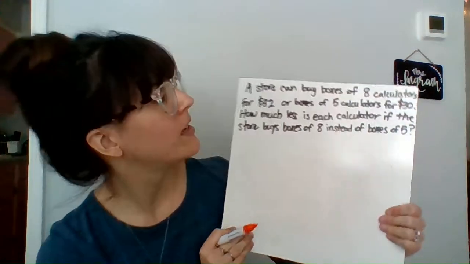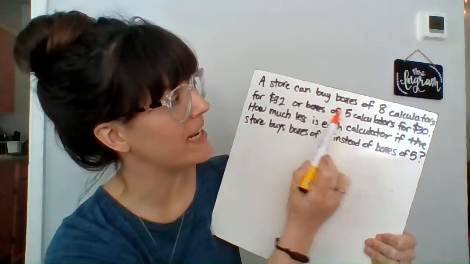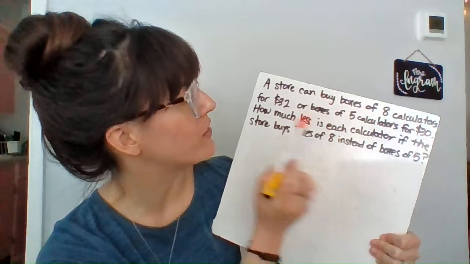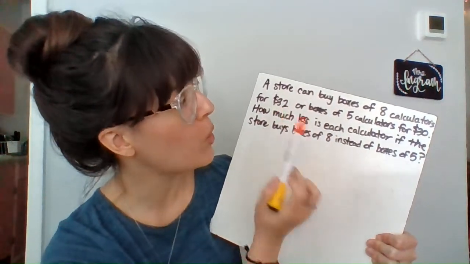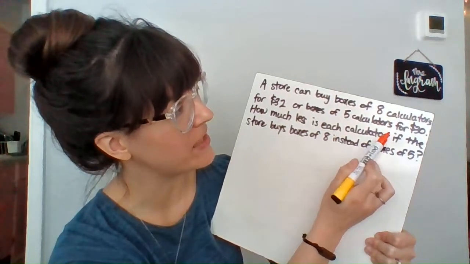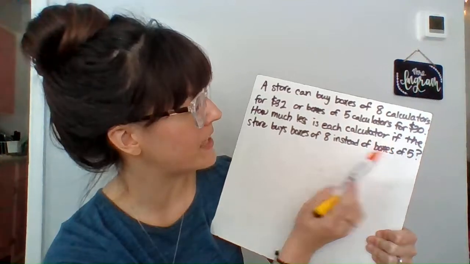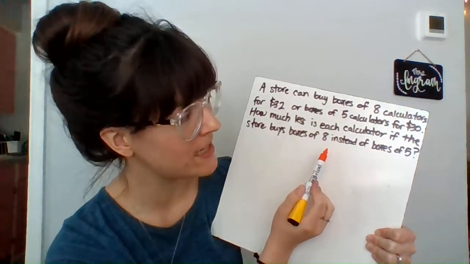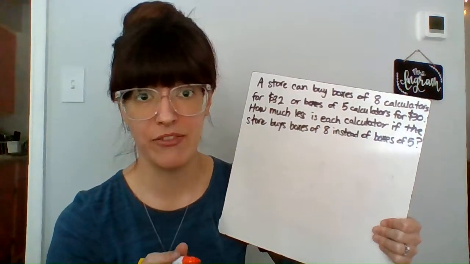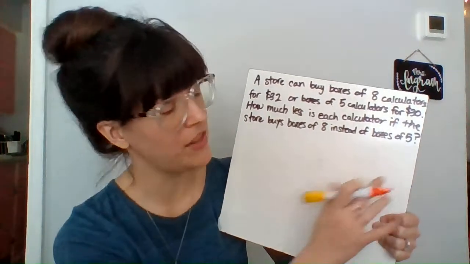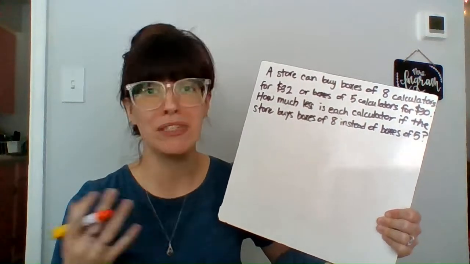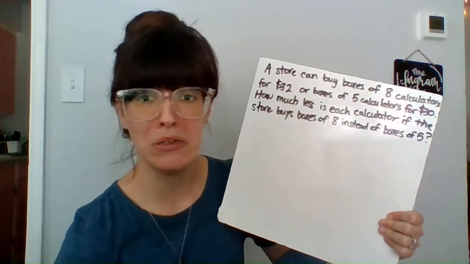Boom. A store can buy boxes of 8 calculators for $32 or boxes of 5 calculators for $30. How much less is each calculator if the store buys boxes of 8 instead of boxes of 5? Now, as I look at all this text, I'm like, oh no, how do I even solve these things? What am I supposed to do?